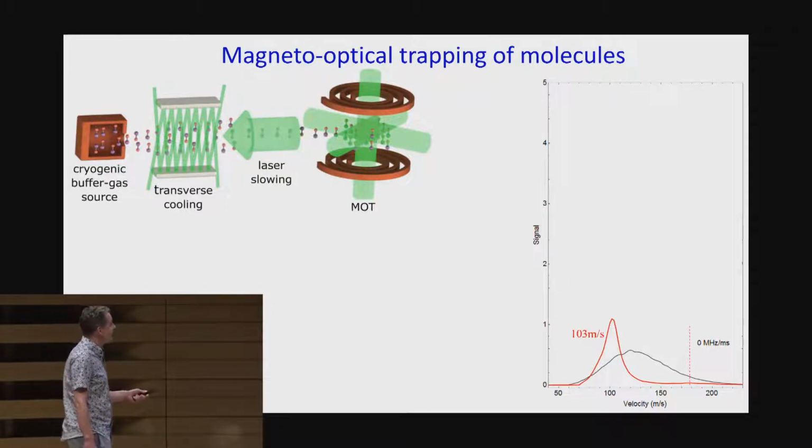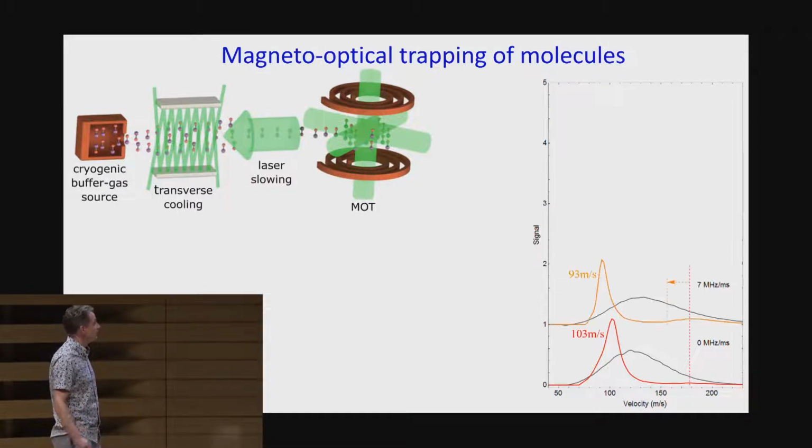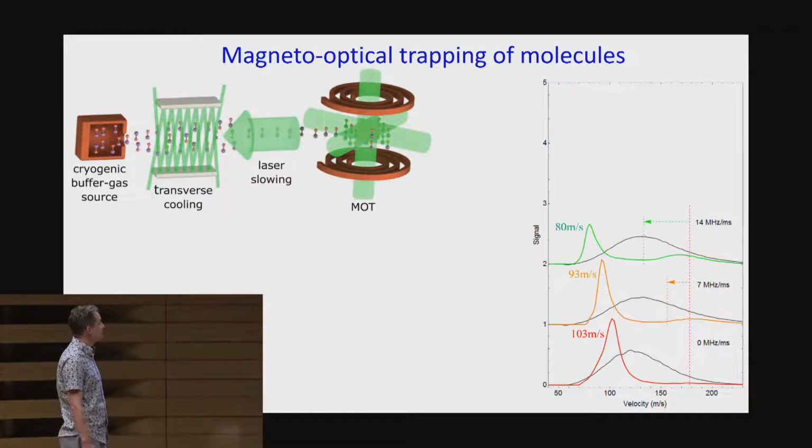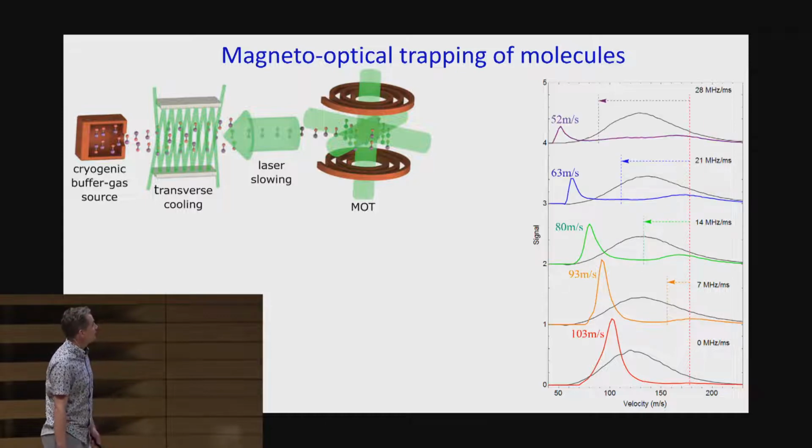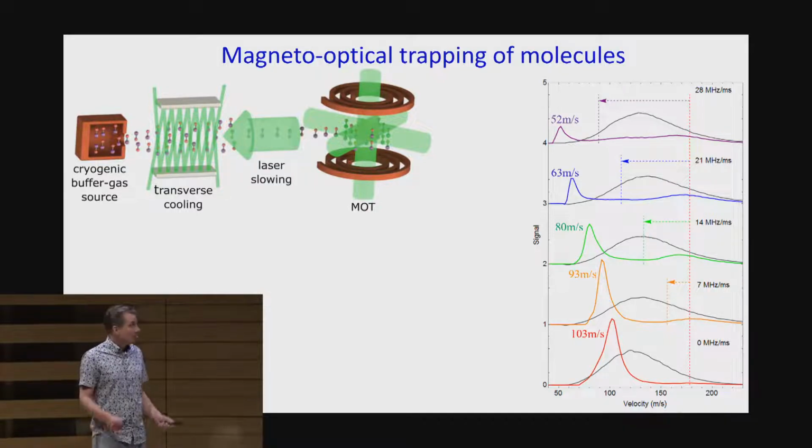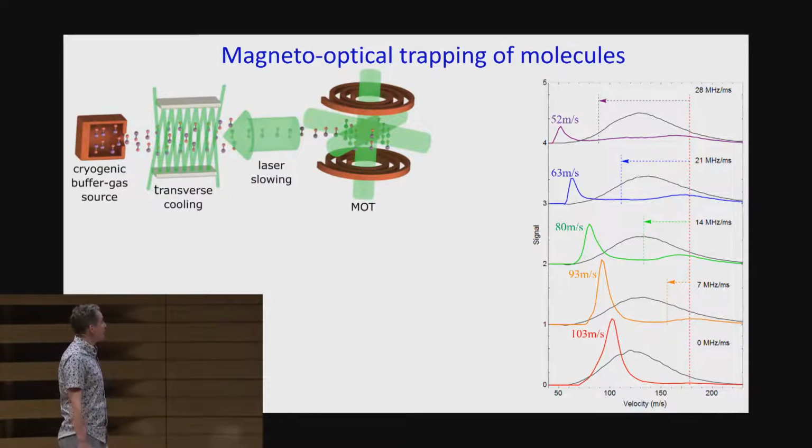And now we apply a frequency chirp to the laser slowing light in order to follow the changing Doppler shift of the molecules. And as we do that, as we apply an increasingly large frequency chirp, you see that we can decelerate the molecules to lower and lower velocities. When we tune everything up just right in the lab, we can make molecules at about 10 meters per second, and that is slow enough for them to be captured in a magneto-optical trap.